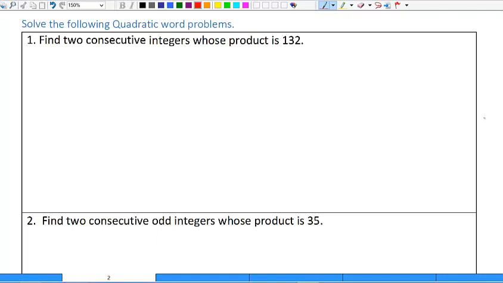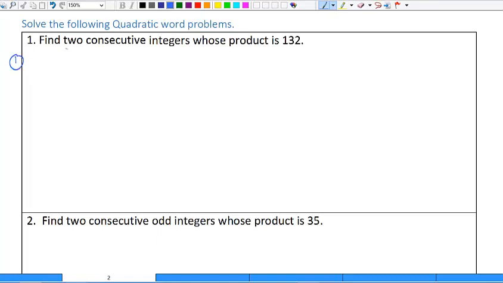Okay, so on these problems, we're going to use our 5 steps that we first talked about. We're also going to use our definition of the word consecutive and any other English to algebra translations and try to solve these problems. So step 1 told us to define our variables.